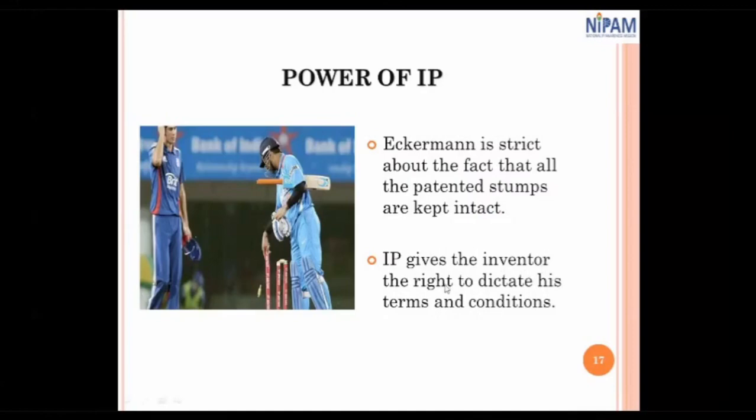IP gives the inventor the right to dictate his terms and conditions. Simply, after realizing that his innovation is inventive, his product is genuinely very much required by the market, he has simply dictated his terms and conditions. Here, Mr. Eckerman's company has said that if you want to use my product, you have to pay me 50 lakh rupees. And after the end of the match, you have to return the stumps. And for the next match, again, you have to reorder the stumps. So for a tournament which generally consists of 50 to 60 matches, like the IPL or the World Cup, for each match Mr. Eckerman's company is getting 50 lakh rupees. So you can see this is the power of IP.